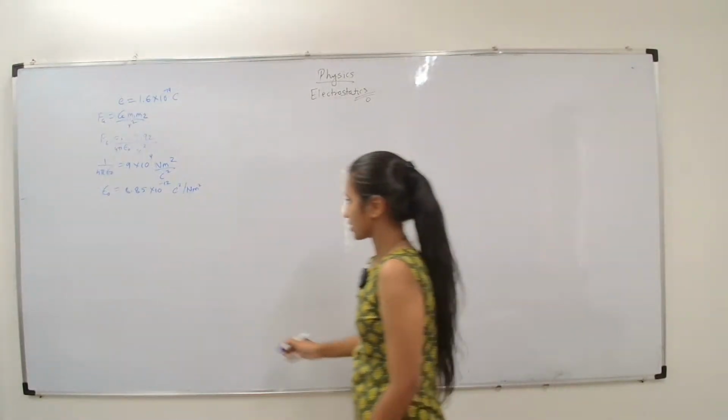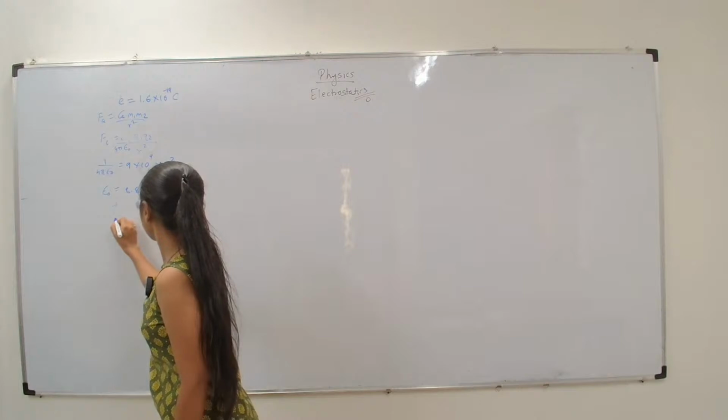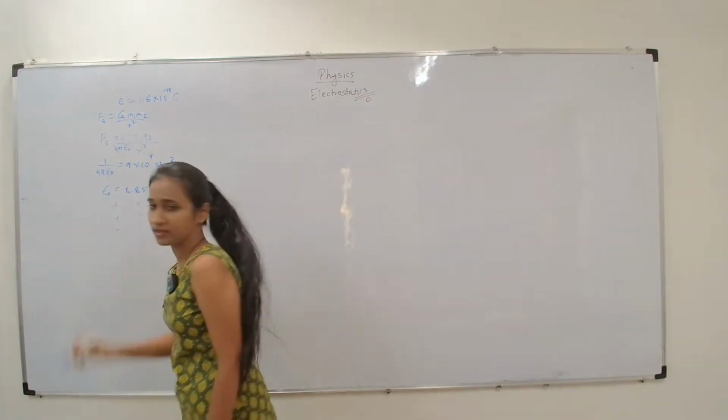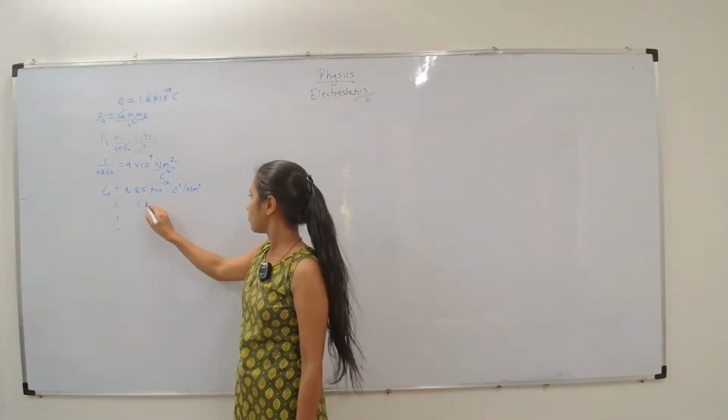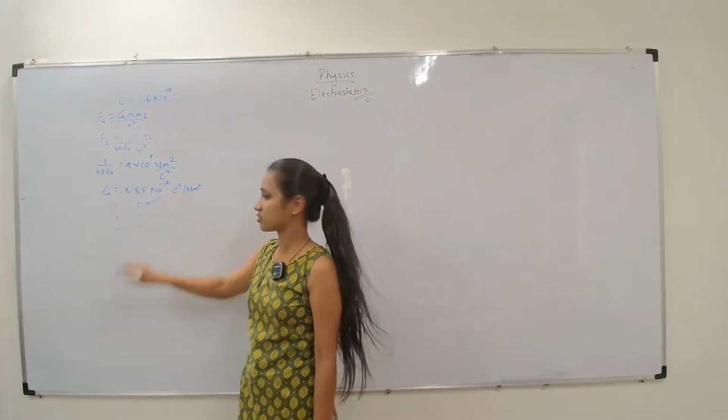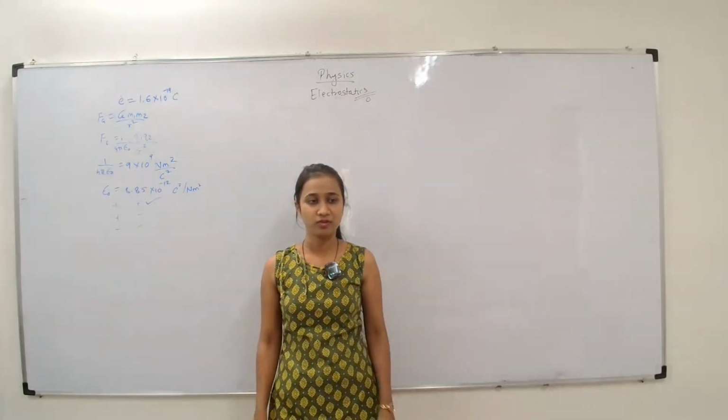So if you are considering, you have the two types of charges over there, plus, plus, plus, minus, minus, minus. So electrostatic force between these two charges is attractive or repulsive?